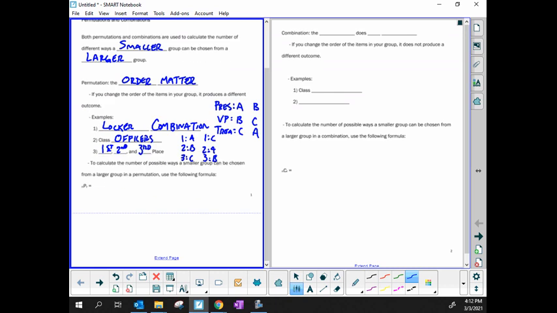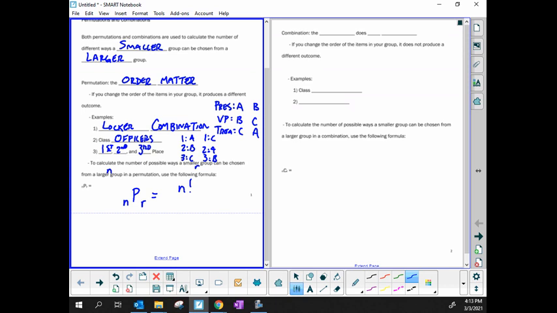Okay, so then to calculate the number of ways that a smaller group, and we're going to call that smaller group R, can be chosen from a larger group, we're going to call that larger group N in a permutation. We're going to use the following formula. We have nPr. I'm going to rewrite it here so it's a little bigger. nPr. So N is always the bigger number. That's like how many total people or whatever you're choosing out of. R is always the smaller number. It's how many you're putting into the smaller group. And the formula is this.